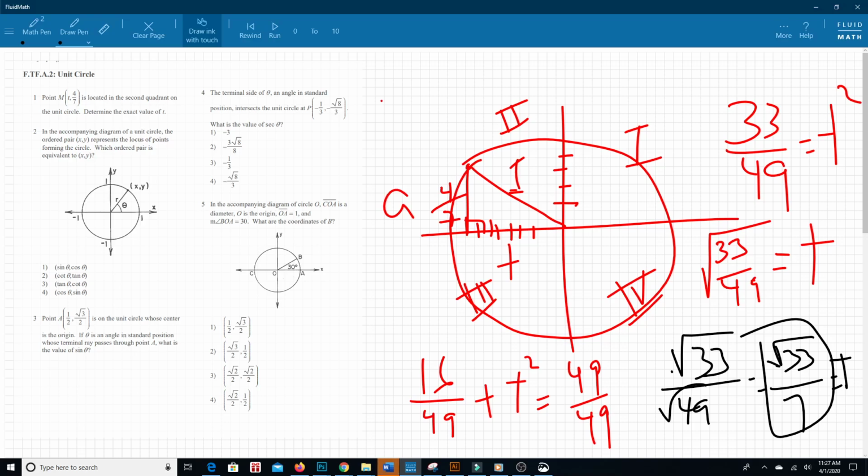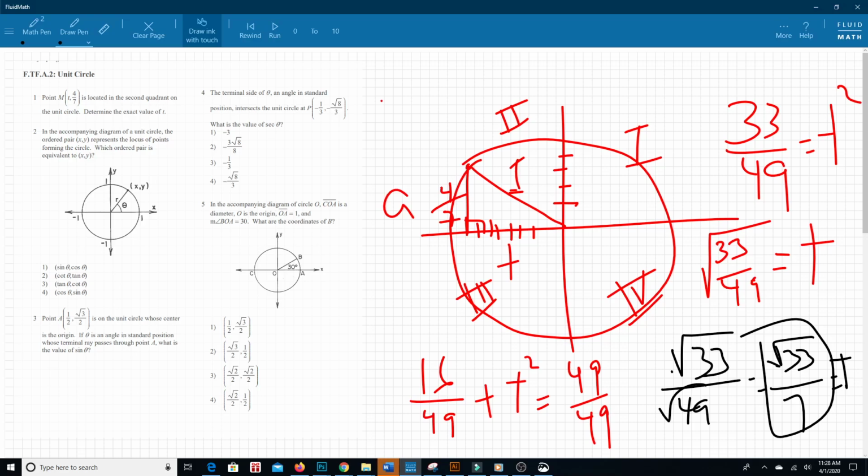Okay, so right here it says, in the accompanying diagram of a unit circle, the ordered pair x and y represents the locus of points forming the circle. I haven't gone over this. I'm not sure if you guys went over this when you took geometry or maybe in algebra. But the locus of points is just a given set of points that follow an instruction. Like the locus of points equidistant from a single point would be what's equivalent to a circle, right? So that's what the locus of points is.